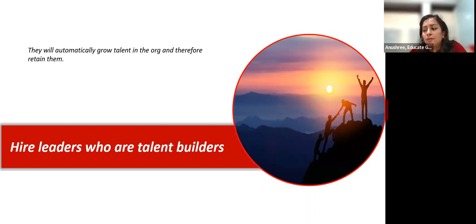For example, we have the current head of operations. He has been in the system, I think, for more than 10 years, and he's built that talent bench for the organization, who is a culture fit, right? This leader is a culture fit, and the people that he has developed definitely become a culture fit for the organization, and they have grown into various spaces.